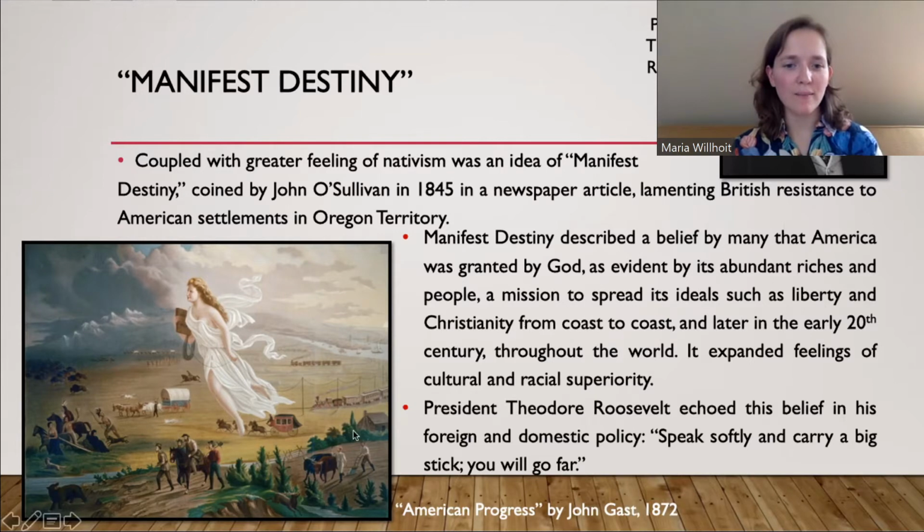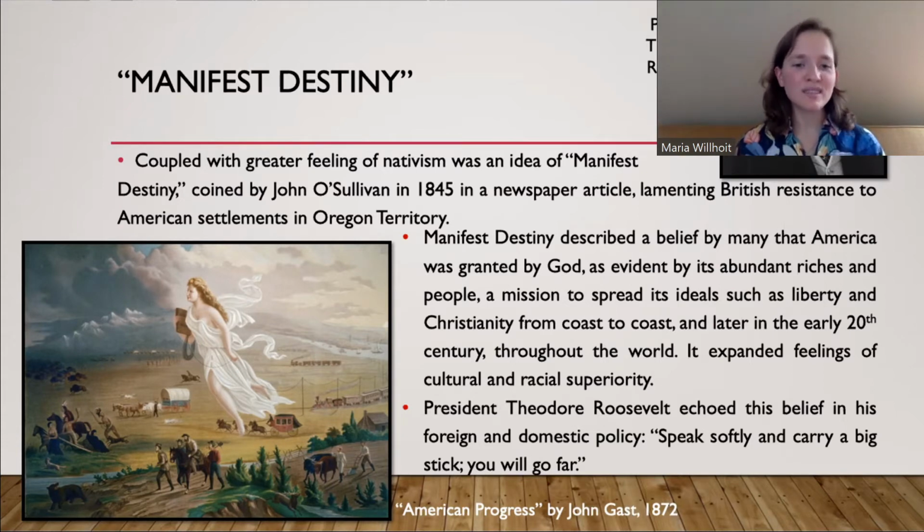And this is a very famous painting called American Progress by a gentleman named John Gast. He painted it in 1872. And you can see in this picture, settlers are moving westward. You have the plains, you have the buffalo, they're on their wagons. You even have Native Americans moving westward.